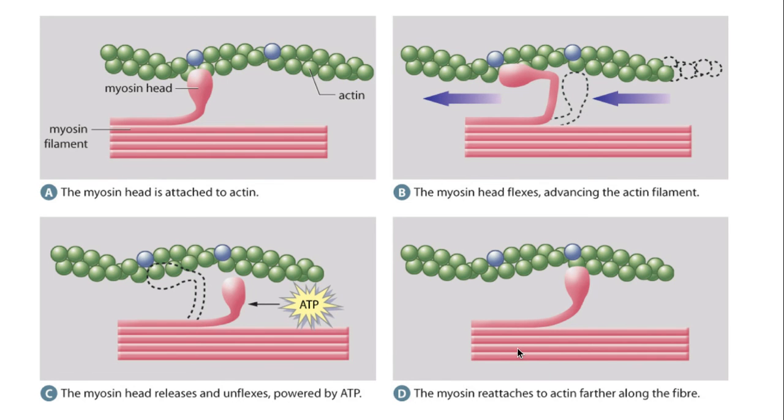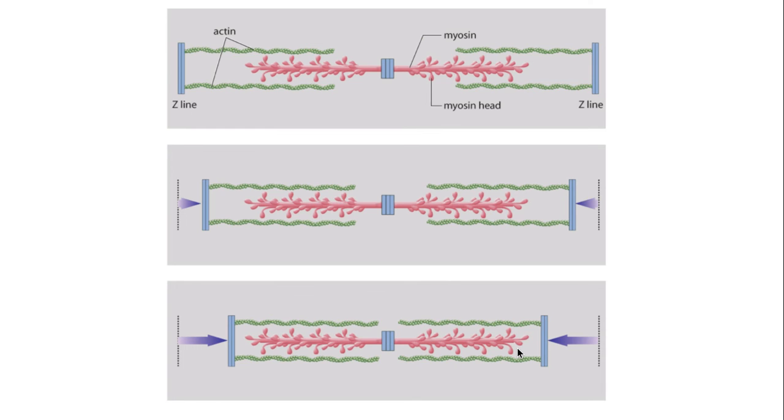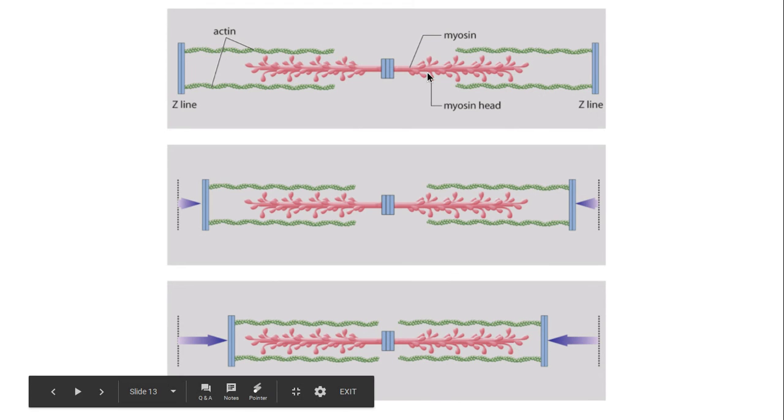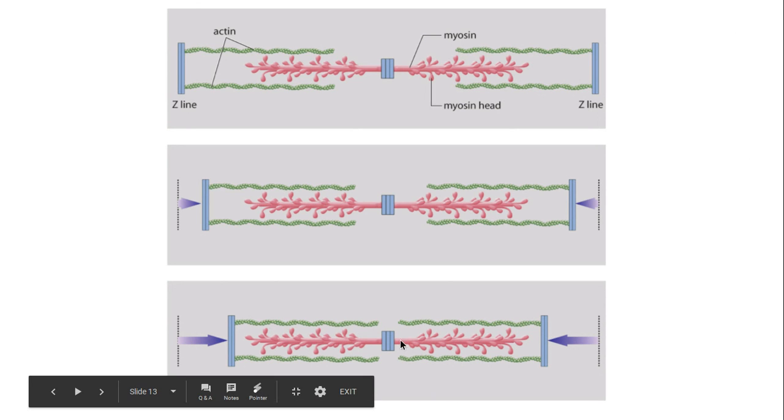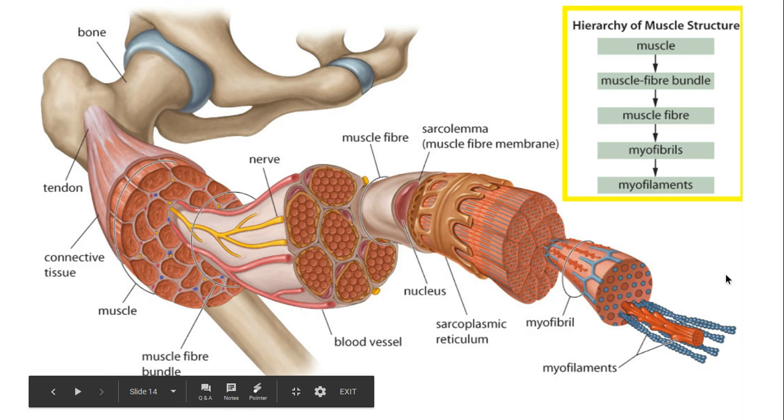Another good photo of this is found in your textbook, showing a myosin and actin in a relaxed state at the top up here. In a relaxed state, as stretched out, your muscle is relaxed, but as it contracts, you can see down here that it shortens as it comes closer to the middle and the actin is pulled in that way.